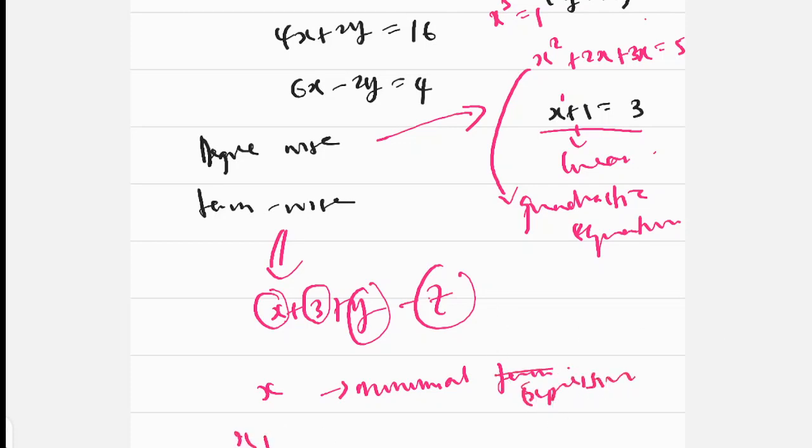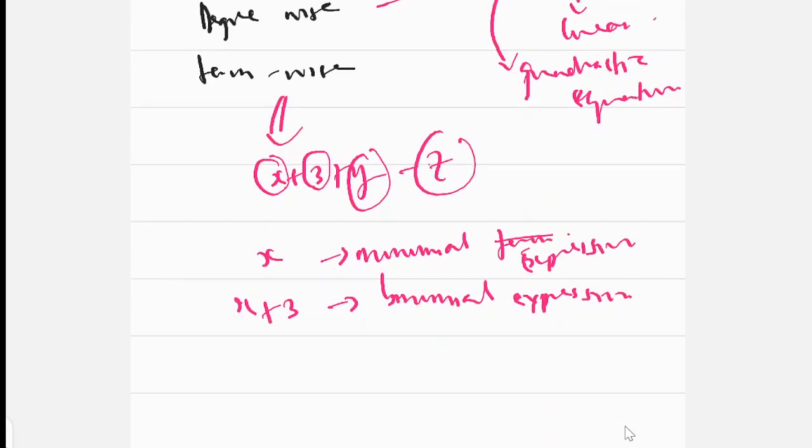So what if I have something like this? This expression is having how many terms? 2 terms. So a 2-term expression is known as a binomial expression.